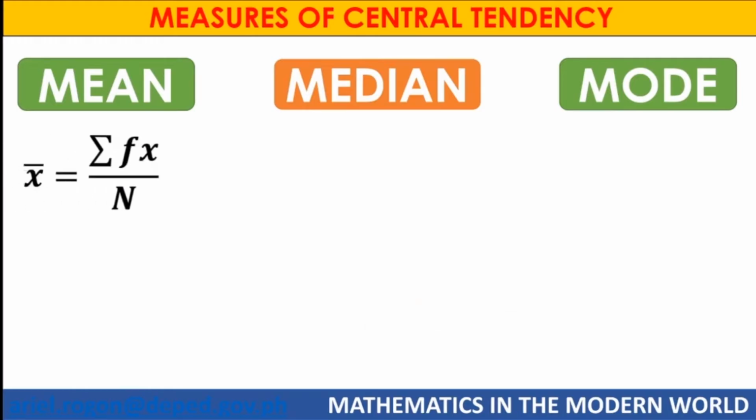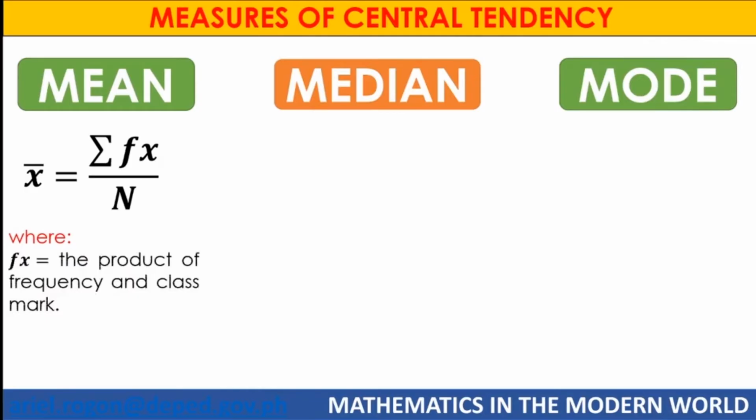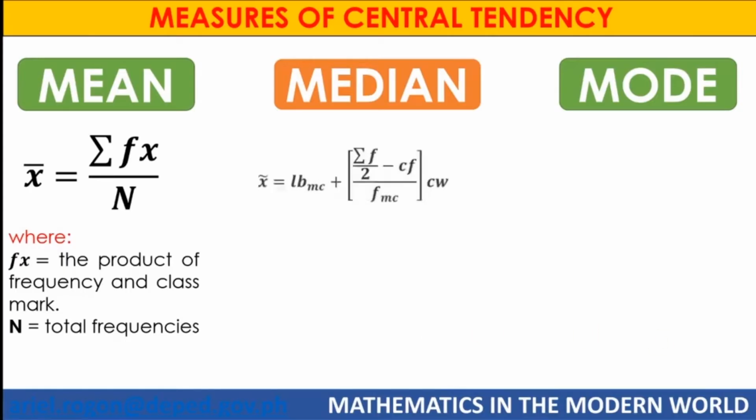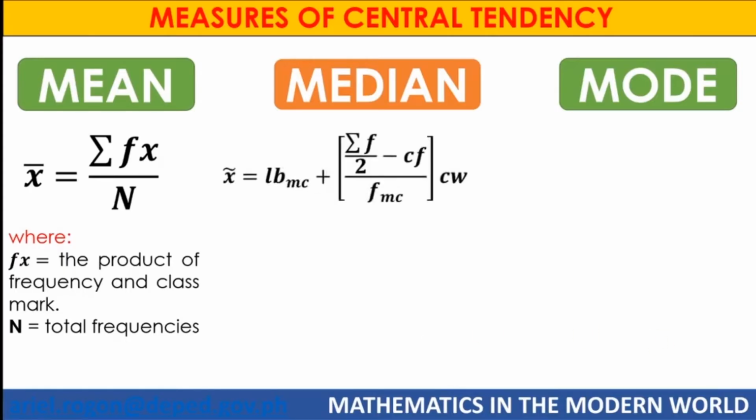So the formula for the mean is the summation of fx over n, wherein fx is the product of the frequency and the class mark, and n is the total frequency. Now let us proceed with the formula of the median. This is quite long, but later we're going to discuss that one by one.